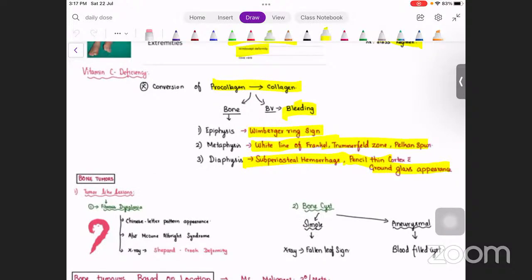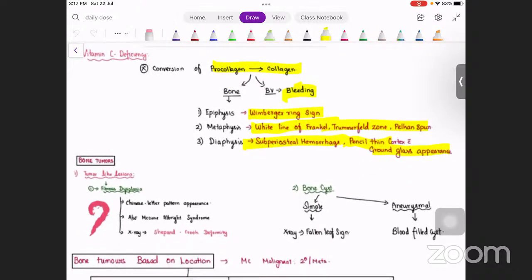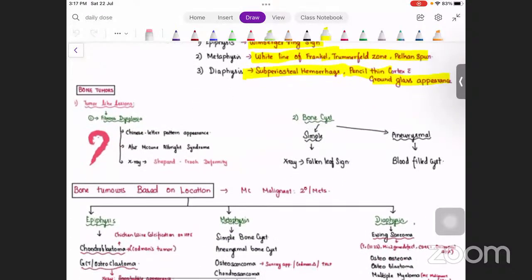Epiphysis, vitamin C deficiency is associated with Wimberger ring; metaphysis, white line of Frankel, Trummerfeld zone, and Pelkan spur; diaphysis, subperiosteal hemorrhage, pencil thin cortex with the ground glass appearance.